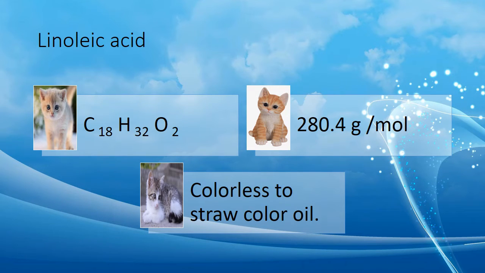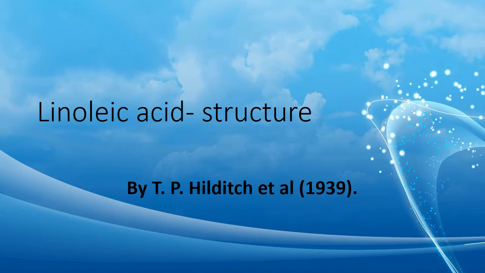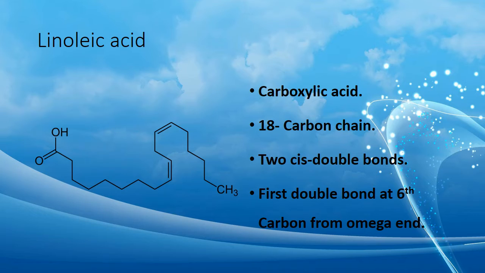Chemical formula of linoleic acid, C18H32O2. Its molecular weight is 280.4 gram per mole. Linoleic acid is a colorless to straw-colored oil. The structure of linoleic acid was first identified by T.P. Hilditch and others in 1939. Structure of linoleic acid: it's a carboxylic acid with an 18 carbon chain. It has two cis double bonds. The first double bond is present at the 6th carbon from the omega end.